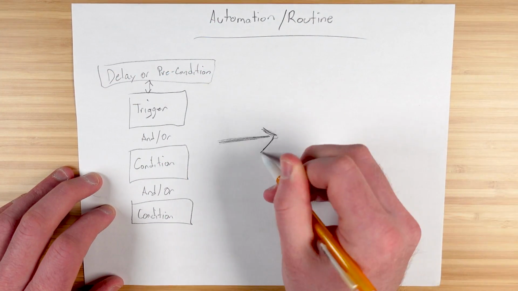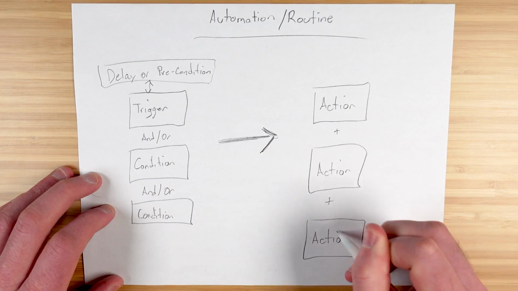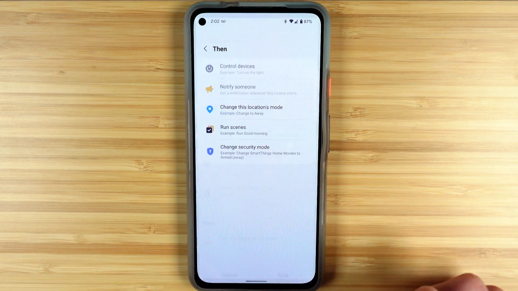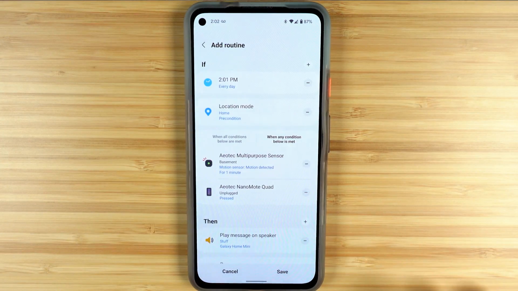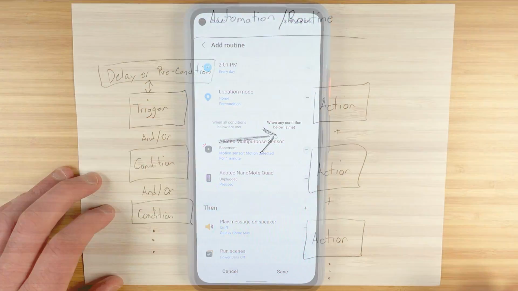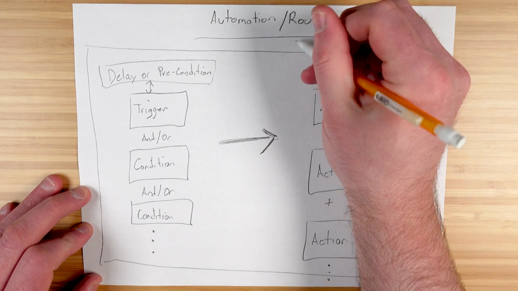Then you have really any number of actions that can take place. When you look at SmartThings routines, this is on the side of then. This is what you and I like to see because something turns on something or we change a setting. Encompassing all of these pieces is the code that makes this happen.